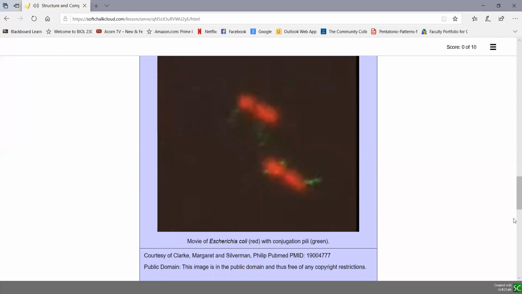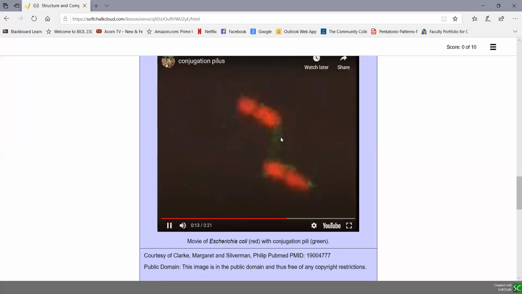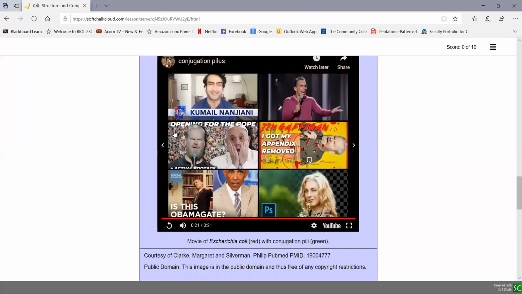And if you watch them, you do see that some of them are retracting or depolymerizing and then reforming. And here we see one that's making contact with another bacterium. There's one that's retracting that didn't make contact. So these pili are constantly forming and retracting. By retracting, we mean they depolymerize or pull themselves in.